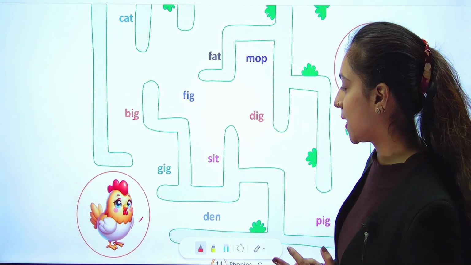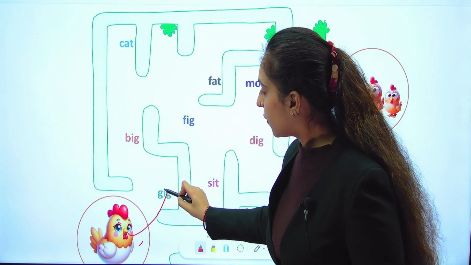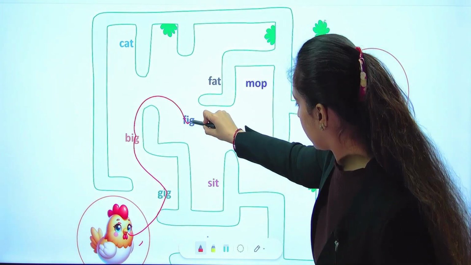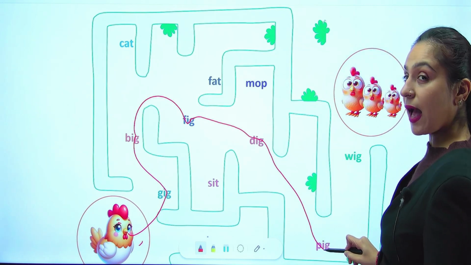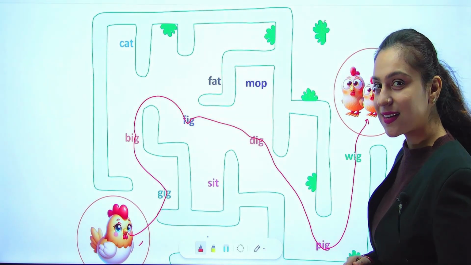So let's start this exercise. It's very interesting. G-I-G gig, B-I-G big, F-I-G fig, D-I-G dig, P-I-G pig and W-I-G wig, and the hen is near her kids.